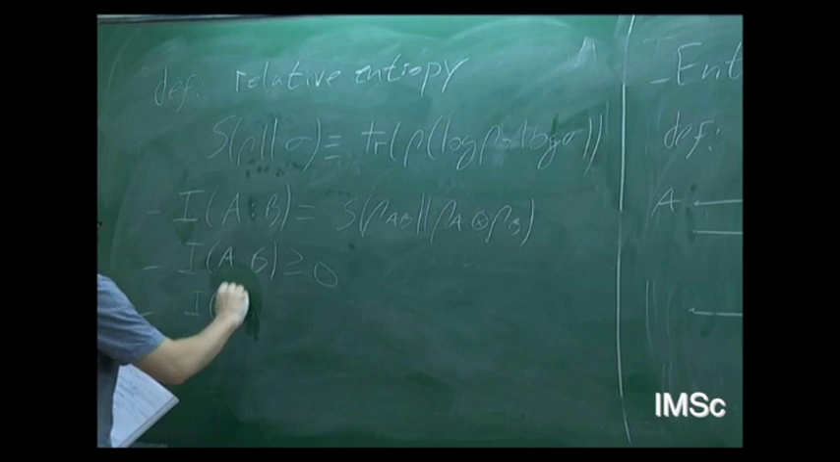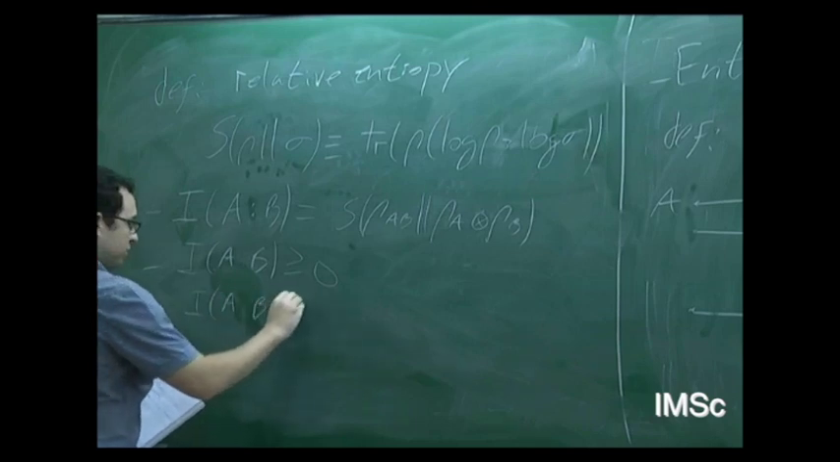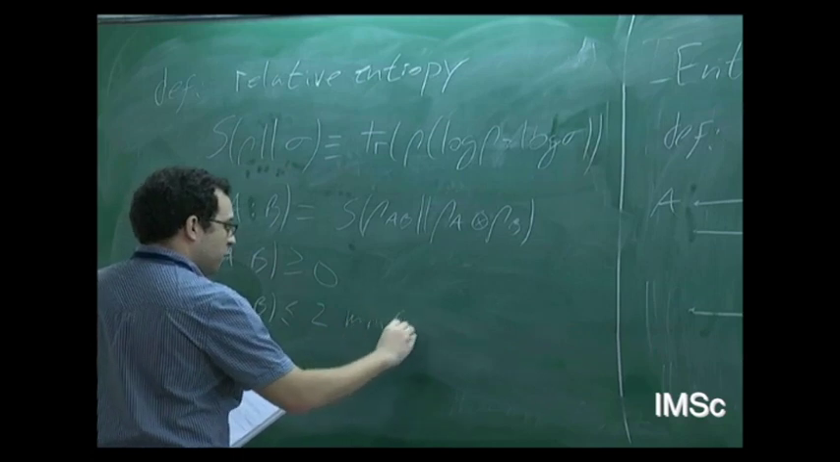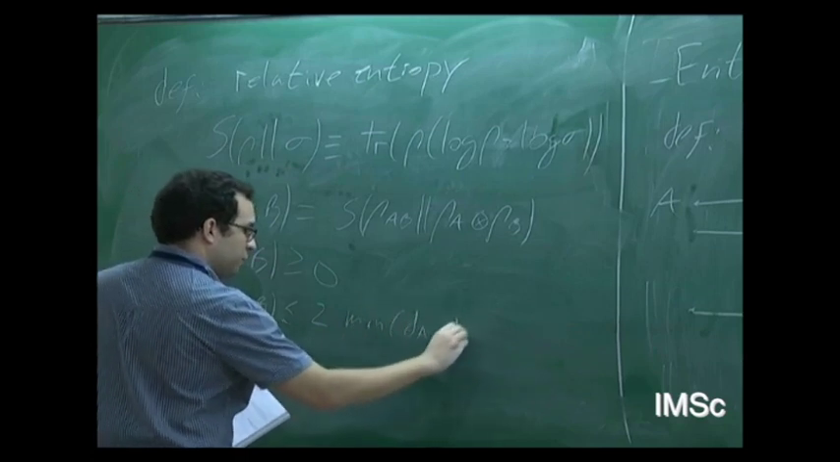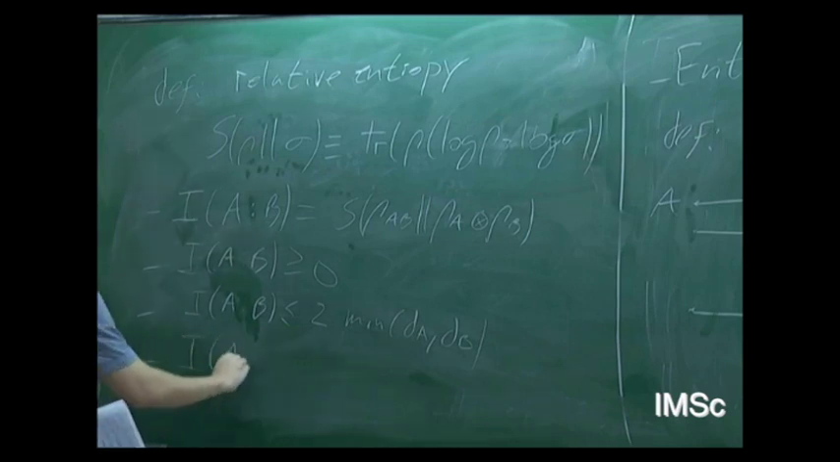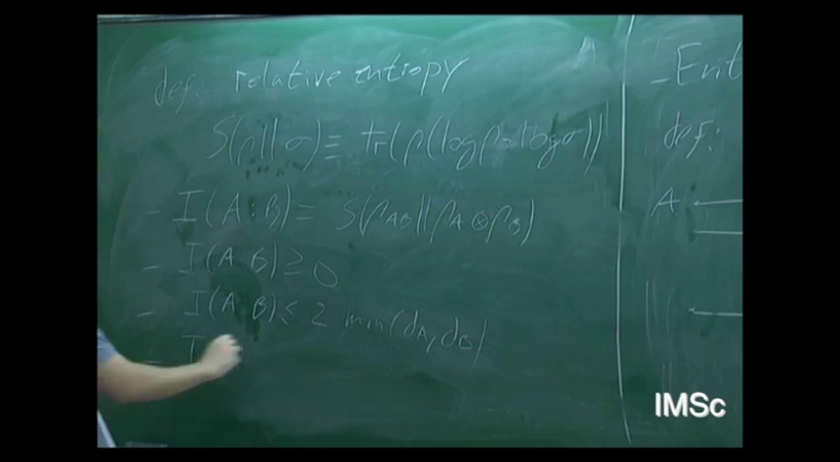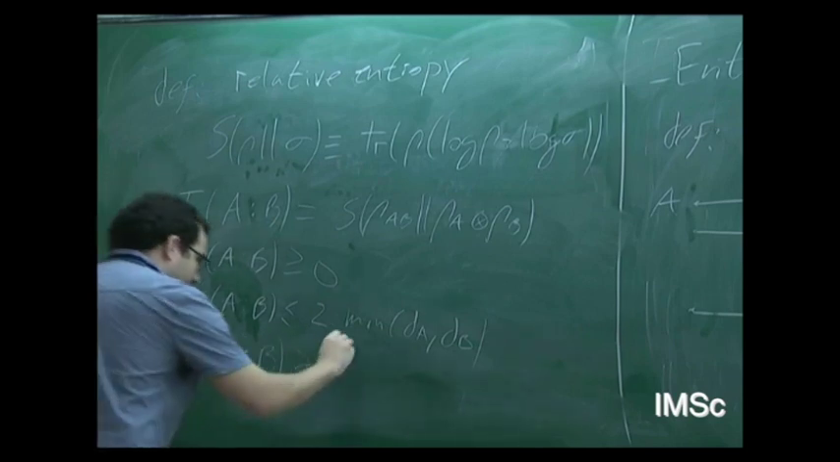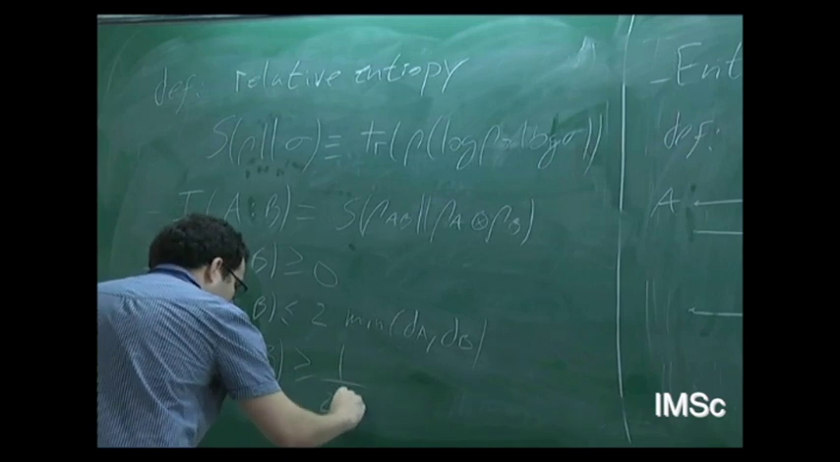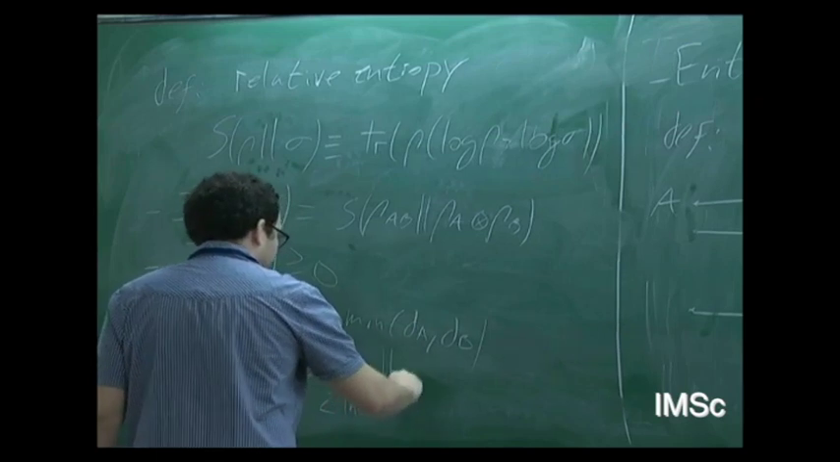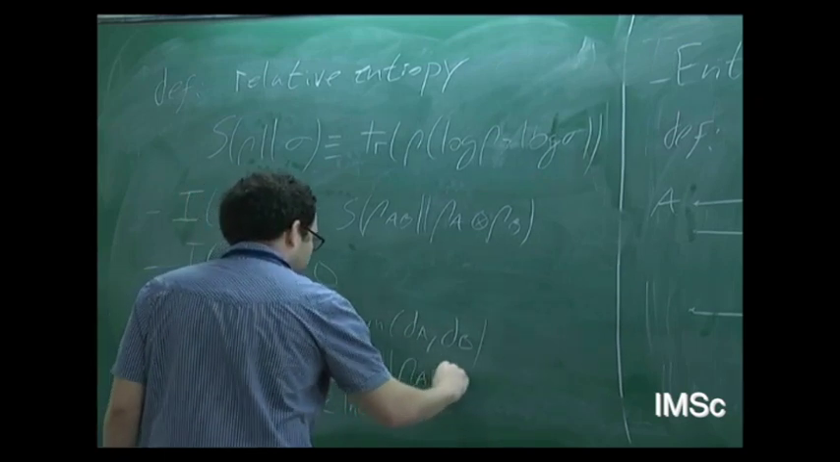There is also some normalization that is good to know. This is always smaller than twice the logarithm of the minimum of the dimension of A and the dimension of B. And the final property that is also useful is what we call a Pinsker inequality. This tells us that the mutual information is always bigger than some constant, 2 ln 2, times the trace norm difference of rho AB to the reductions.